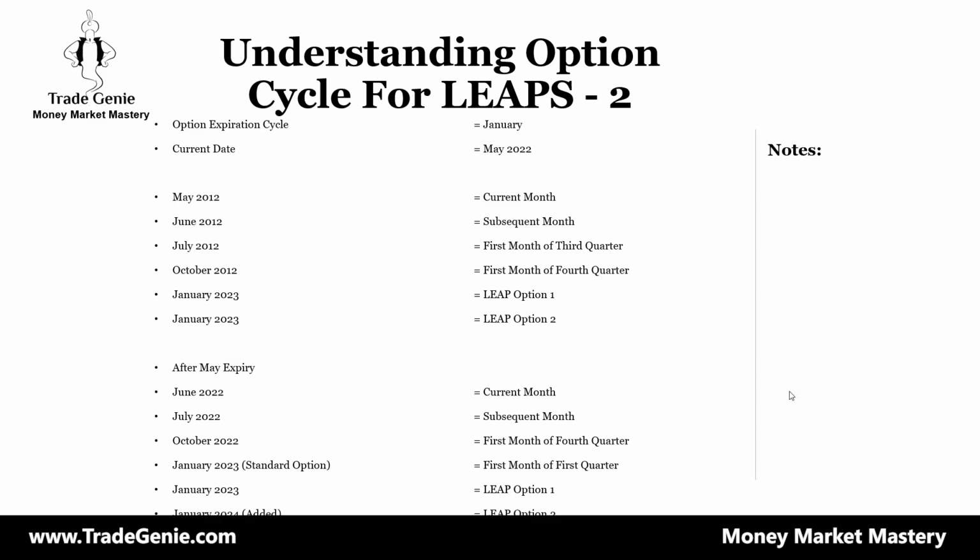So now the question is, when May of 2022 comes and expires, which month gets added? So we already know that June is there. So June becomes the current month, then we need a subsequent month, which is July. July will be the subsequent month, and it's already there because it belongs to the option expiry cycle. So they say, okay, it's already there, so we don't have to do anything.